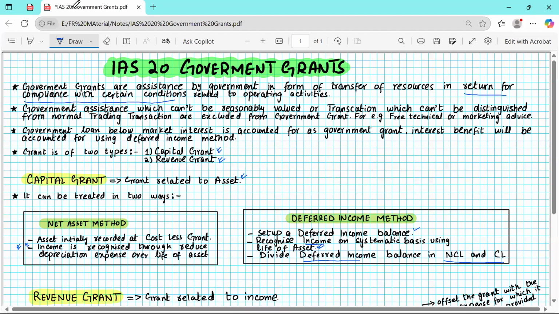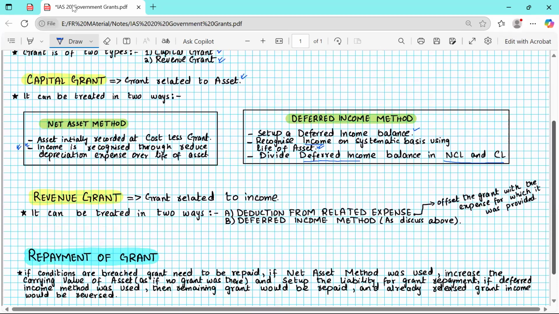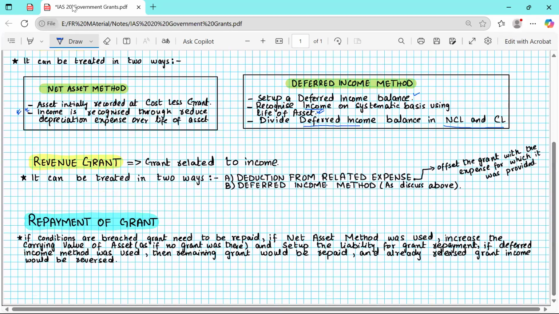The revenue grant is very simple. The grant that relates to the income. Now, what is the treatment of that grant? One treatment is the deferred income method that we have already discussed. Now, let's understand the second one with an example so that it would be clear: deduction from related expense.